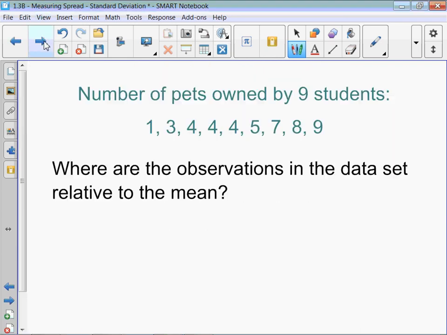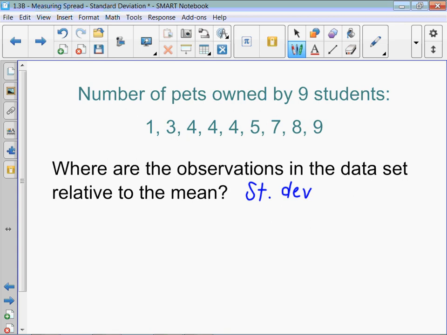All right. So here we have the number of pets owned by 9 students. And what are the observations in the data set relative to the mean? What is this asking for? It's asking for the standard deviation.